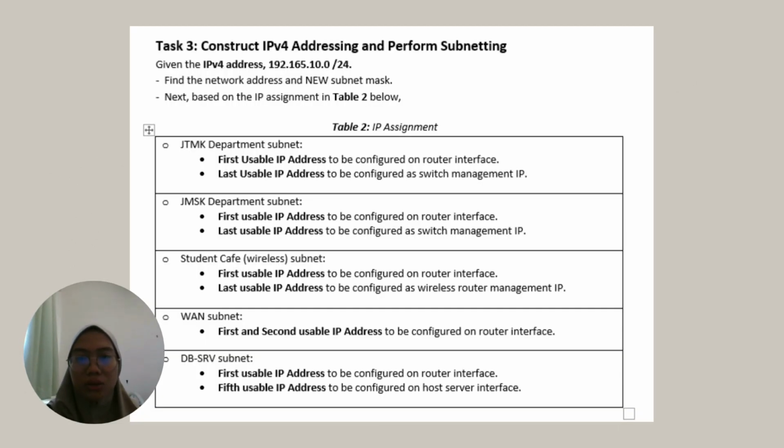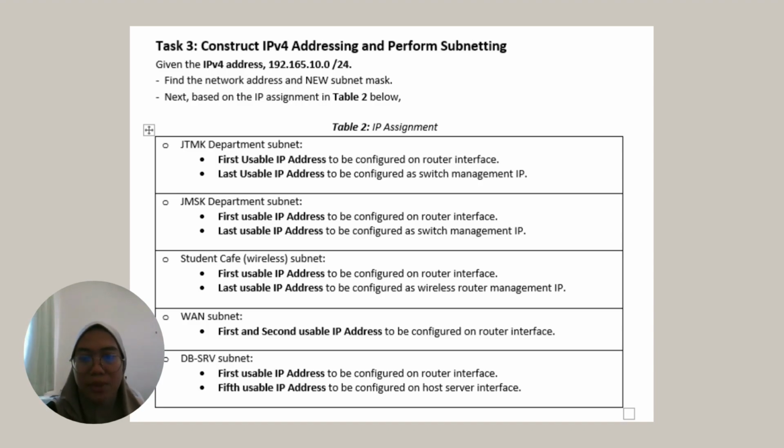For task 3, construct an IP addressing scheme and perform subnetting. Given the IP address 192.165.10.0/24, find the network address and new subnet mask. Next, based on the IP assignment in table 2 below, for the JTMK department subnet, the first usable IP address is to be configured on the router interface. The last usable IP address is to be configured as the switch management IP.